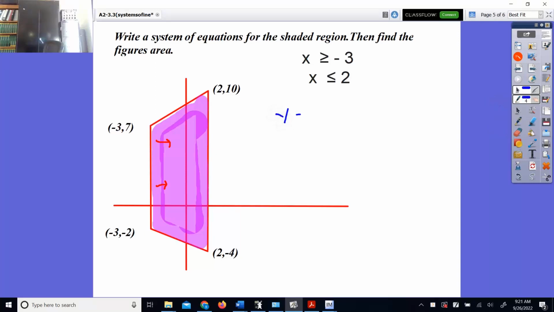We're going to use point slope. Y minus y1 is what? Let's do the one up top. What's its slope? How much does it rise? Goes from 7 to 10. What's it rise? 3. Goes from -3 to 2. What's its run? 5.